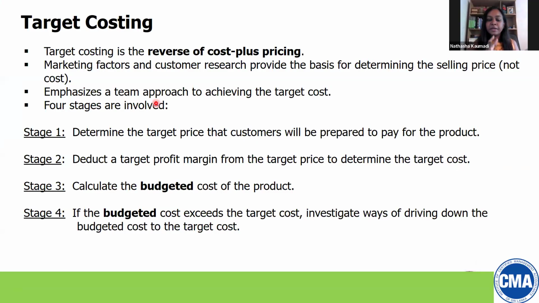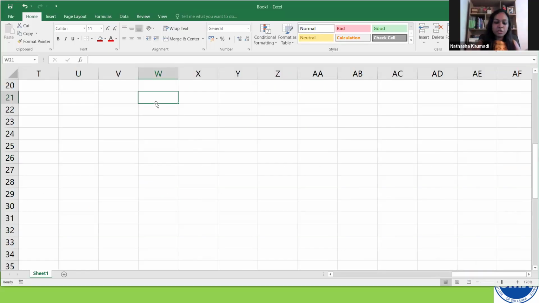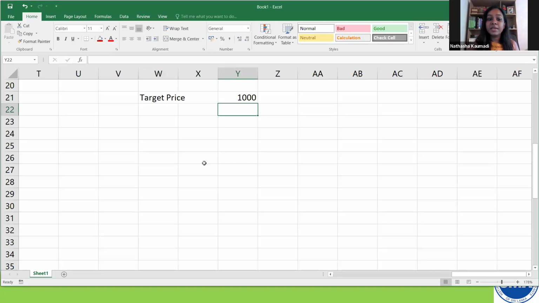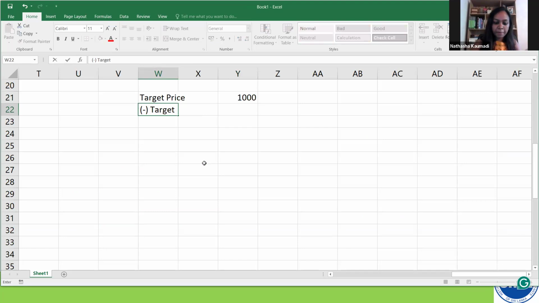Now, after doing a comprehensive market analysis, you set your target price. Now, let's say if you are not a price setter, but a price taker, the target price would be, let's say, 1,000 rupees. We can't go beyond 1,000. That 1,000 would be the price for us. So 1,000 is the price. Then you deduct your target profit margin from the target price to determine the cost. That means now you deduct your target profit margin.